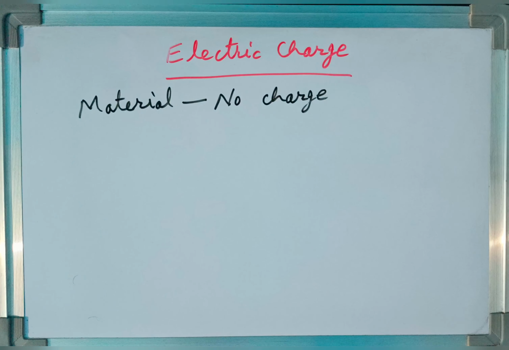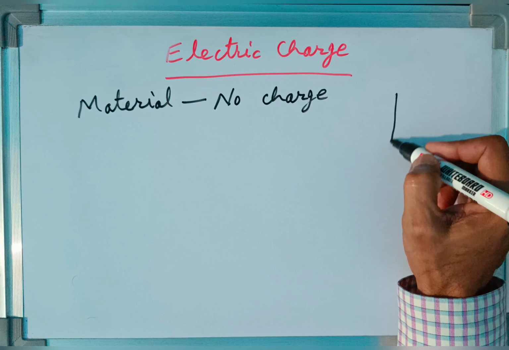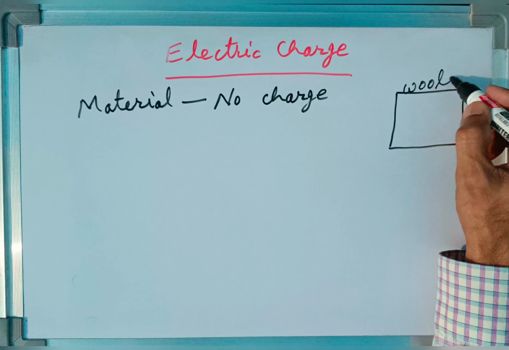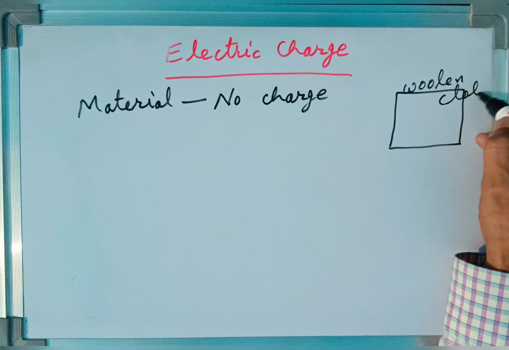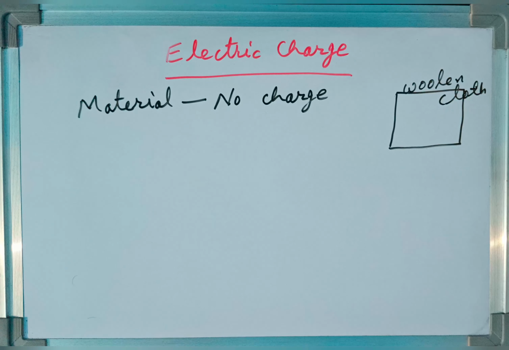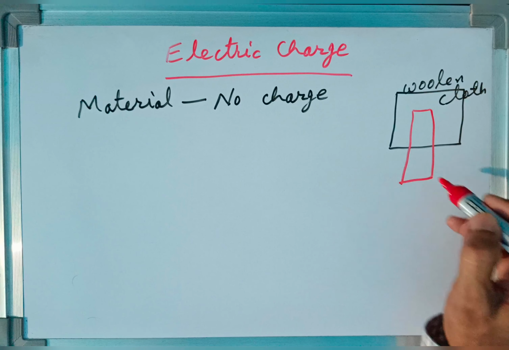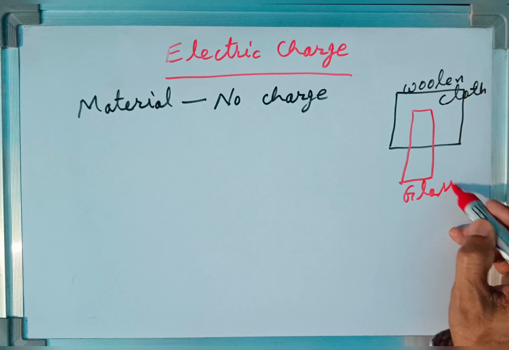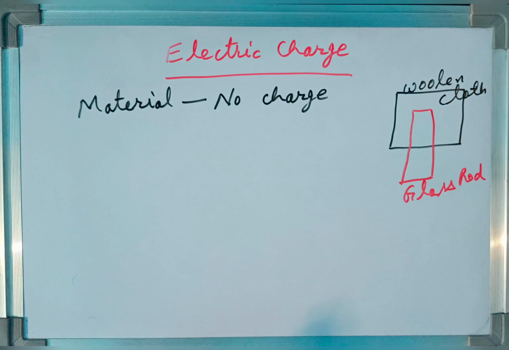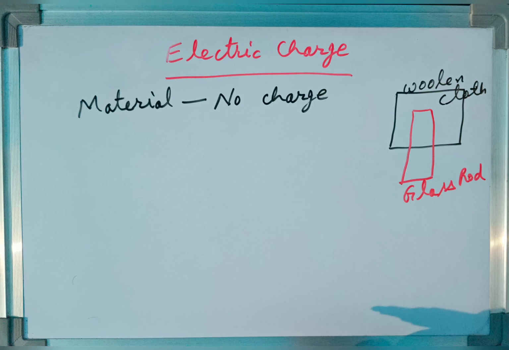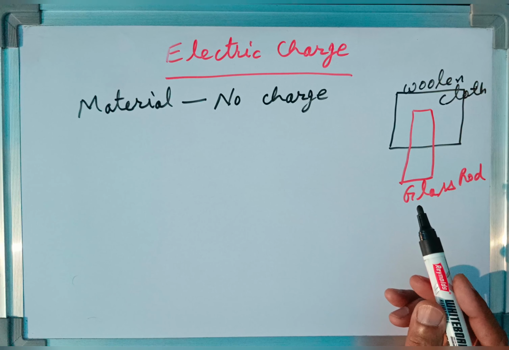Now, how does this charging of a material body take place? For that purpose, I will have to take an example. Suppose this is a woolen cloth and I have a glass rod. When I rub these two bodies against each other, what happens? Transfer of electrons will take place.